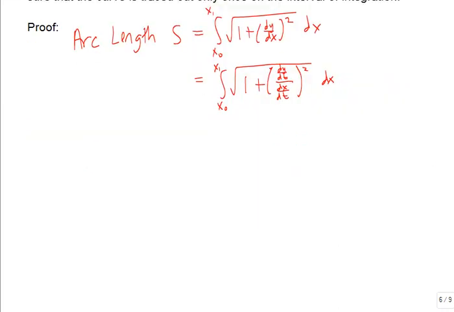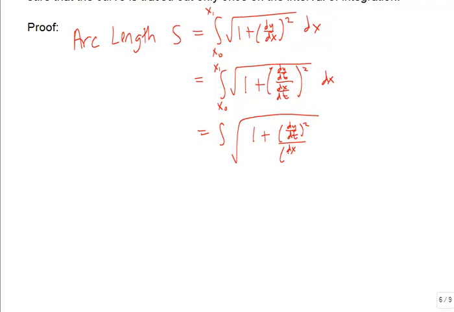So now what we're going to do is rewrite this. I'm going to take this square root here and rewrite it as dy dt quantity squared. Let me make this a little bit bigger here.